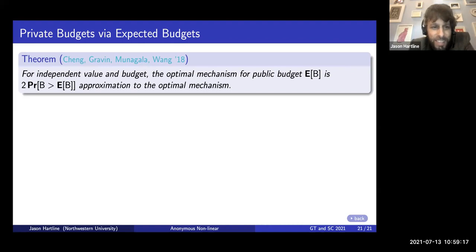So if the budget exceeds the expectation with a constant probability, then the revenue of the optimal mechanism for a public budget agent is a constant approximation to the optimal mechanism for a private budget agent.